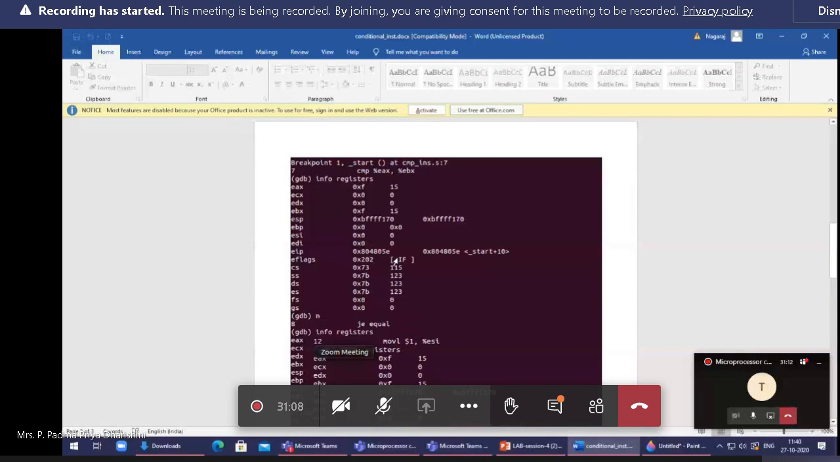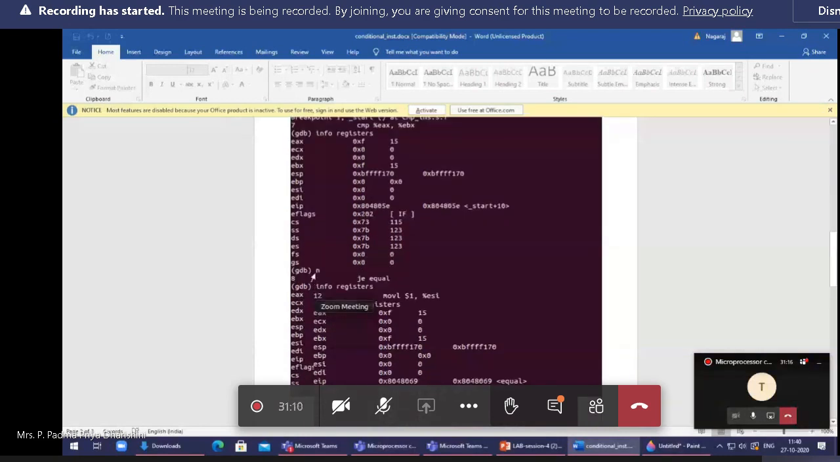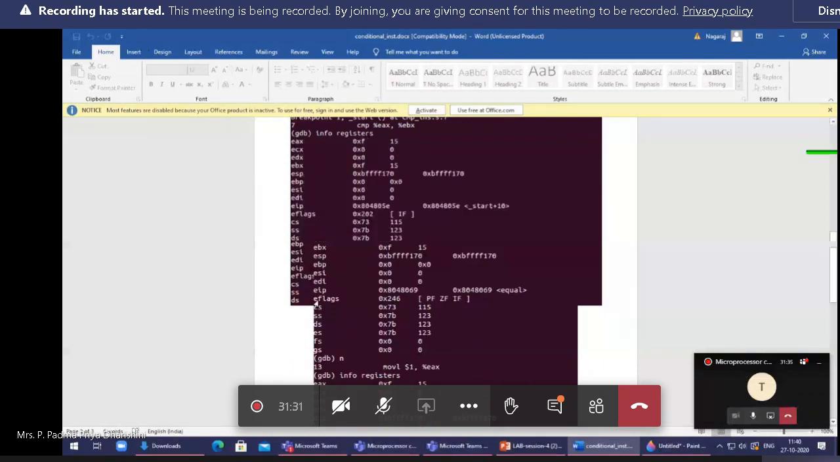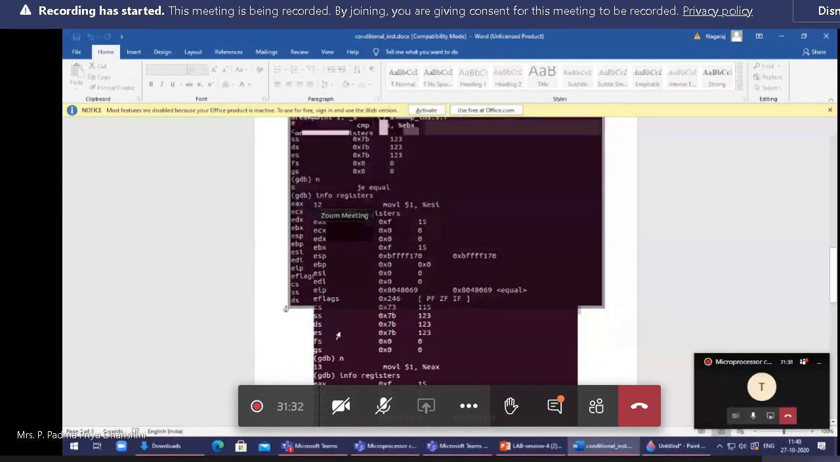Okay, so now if I am giving N, that means that compare instruction is executed. After executing this compare instruction, now what happens? Subtraction is performed, and based on the subtraction result, our EFLAGS will be updated. You can see here, in what I am highlighting, EFLAGS equals PF, ZF and IF.